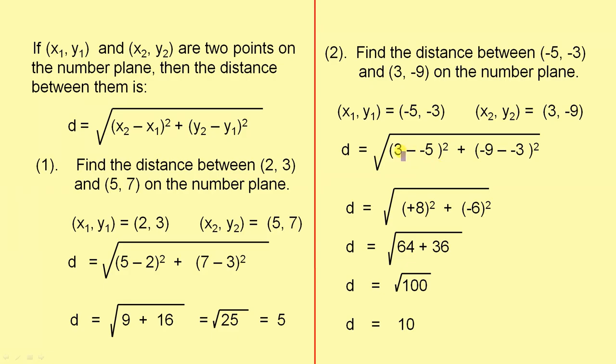That gives us 3 minus minus 5, which is really 3 plus 5, which is 8. So that's why we have that. This is minus 9 minus minus 3, which is minus 9 plus 3, which is minus 6, which gives us that. If we square 8, we get 64. If we square negative 6, we get 36. 64 plus 36 is 100. So the square root of 100 is 10.